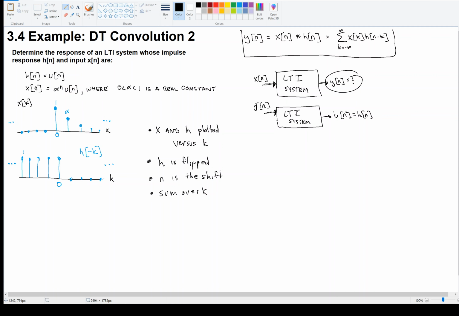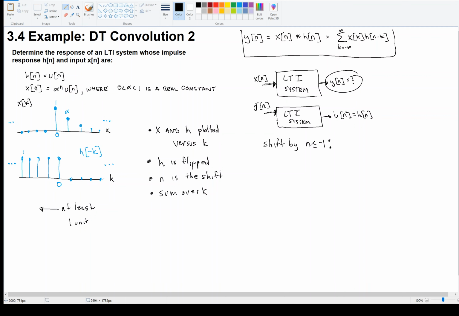Notice that if I shift by n less than or equal to minus 1. So because h is flipped, n minus 1 means to the left by 1. So if I shift at least 1 unit, this is what we're saying. Shift by n is less than or equal to minus 1. So shift to the left at least 1 unit.